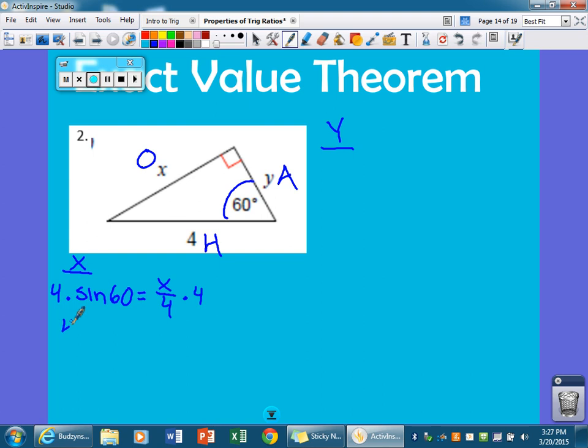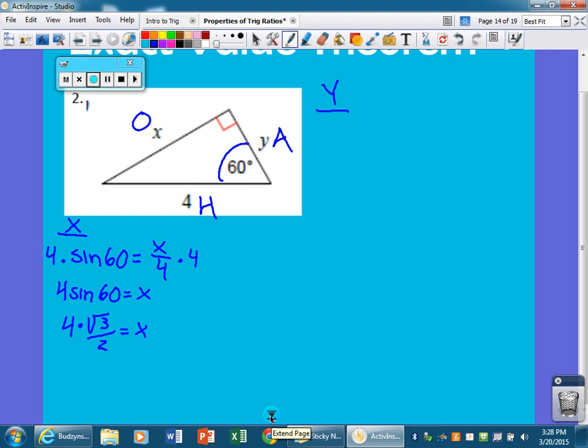So I have 4 sine 60 equals X. But what is sine 60? It's 4 times the square root of 3 over 2. So I'm left with 4 square root of 3 over 2 equals X. Guess what 4 divided by 2 is? It is 2 square root of 3. So there is your X. Notice the 4's and the 2's, because they're outside the radicals, you can reduce that. But the square root of 3 is just hanging out. Still square root of 3.